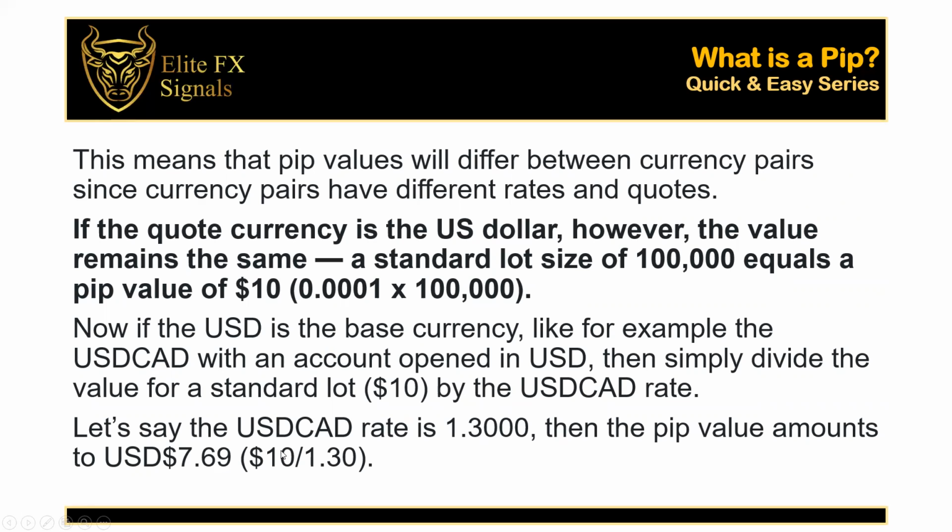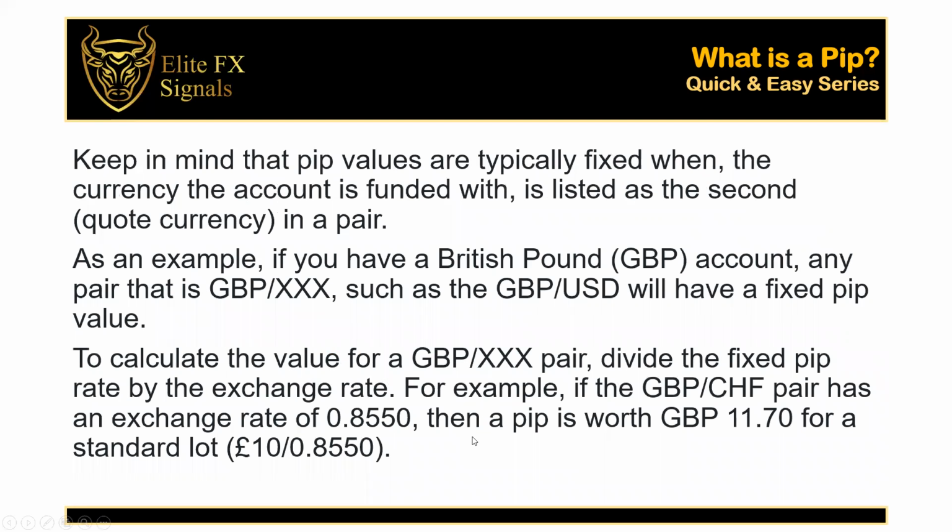That's the pip value. And how do we come to that? We take the standard $10 per pip for a standard lot of 100,000 units, and we divide by the currency rate, which was, like we said, 1.30. Now keep in mind that pip values are typically fixed when the currency the account is funded with is listed as the second, as the quote currency in a pair.